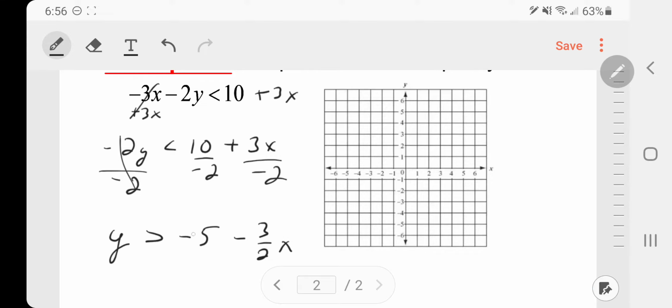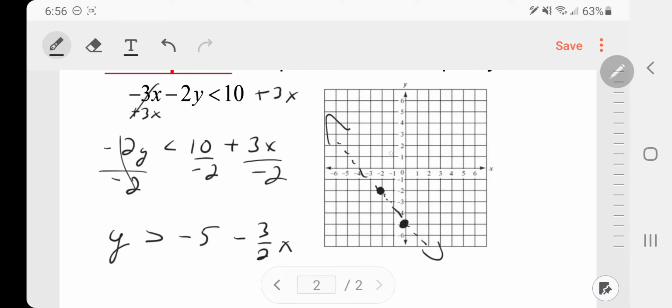Okay, so my starting point here is -5. Now my slope is -3 over 2. I could go down 3 to the right 2, which is off the graph, or instead I could go up 3 and to the left 2. We know that could go either direction. And again, we do not have the equal to, so this is going to be a dashed line.